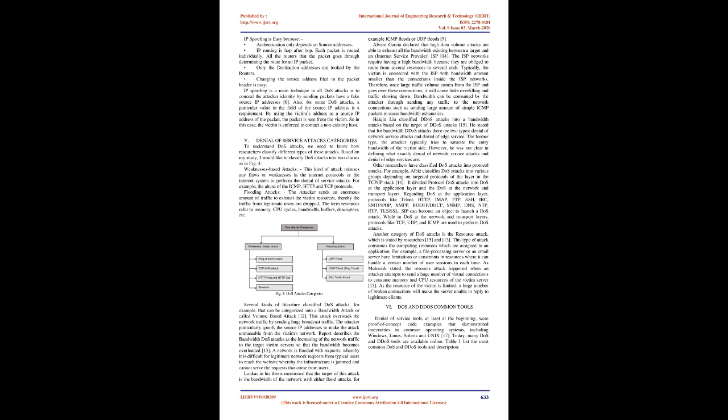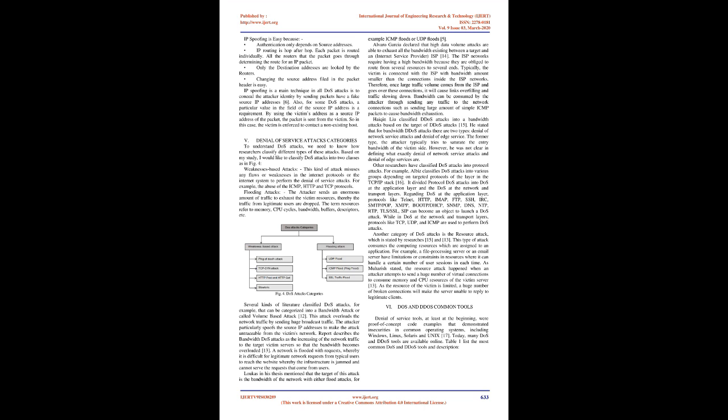Typically, the victim is connected with the ISP with a bandwidth amount smaller than the connections inside the ISP networks. Therefore, once a large traffic volume comes from the ISP and goes over these connections, it will cause links overfilling and traffic slowing down. Bandwidth can be consumed by the attacker through sending any traffic to the network connections, such as sending a large amount of simple ICMP packets to cause bandwidth exhaustion.